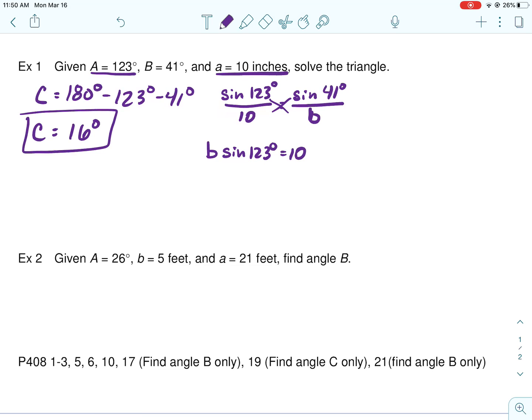And then to solve this, you're going to cross multiply. So we would multiply B by the sine of 123 degrees is equal to 10 times the sine of 41 degrees. And then to solve for B, we're just going to need to divide by the sine of 123 degrees.